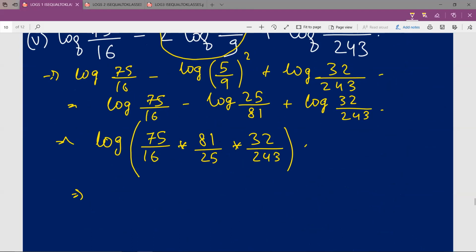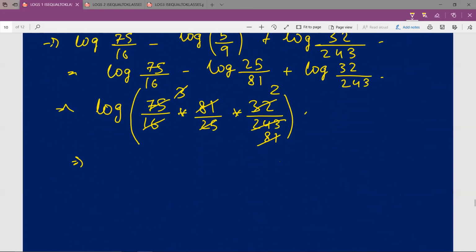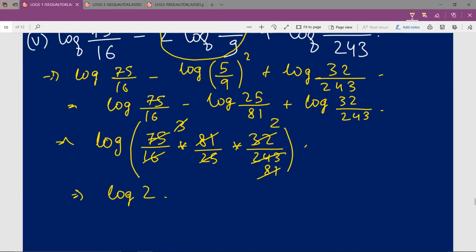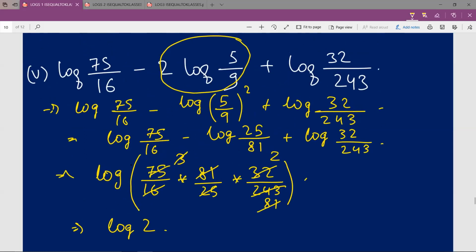So over here, I can simply write this as 16 twos are 32, 25 threes are 75, 3 81s are 243, and 81 ones are 81. So all we are left with is 2. So the simple answer to all of this big monster, the core of the big monster, is log of 2. So the representation of this whole monster is log 2. I hope you understood this part. I would request you to rewind the video a bit and go through it again.